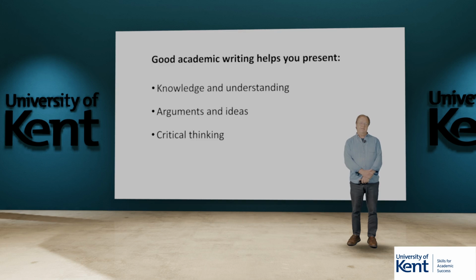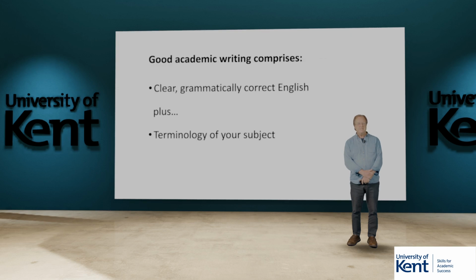Good academic writing can help you present your knowledge and understanding, arguments and ideas convincingly and show your critical mind at work. But what does it look like? Well, it isn't some kind of special language. It consists simply of clear, grammatically correct English enhanced by the specific terminology of your subject. It also has some additional characteristics which are illustrated on the following slides. You may wish to pause each one to consider the examples in more detail.